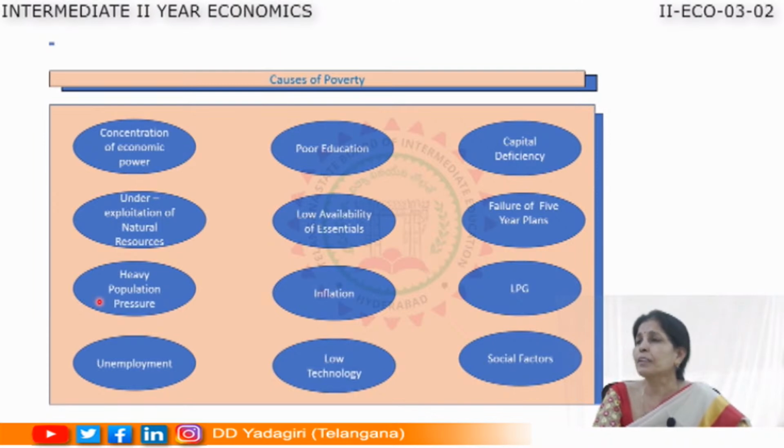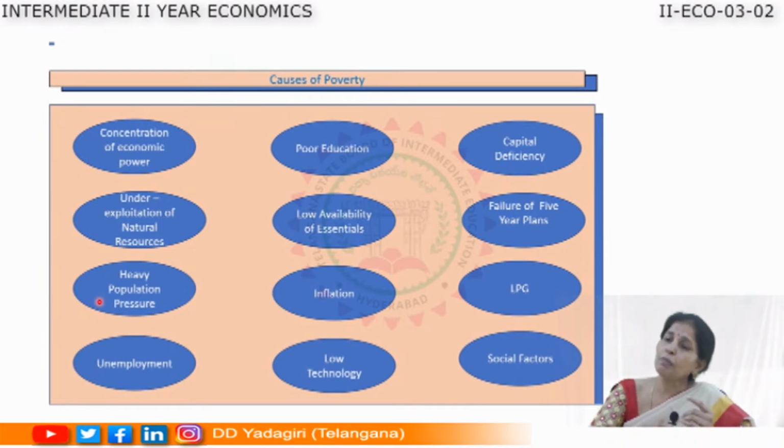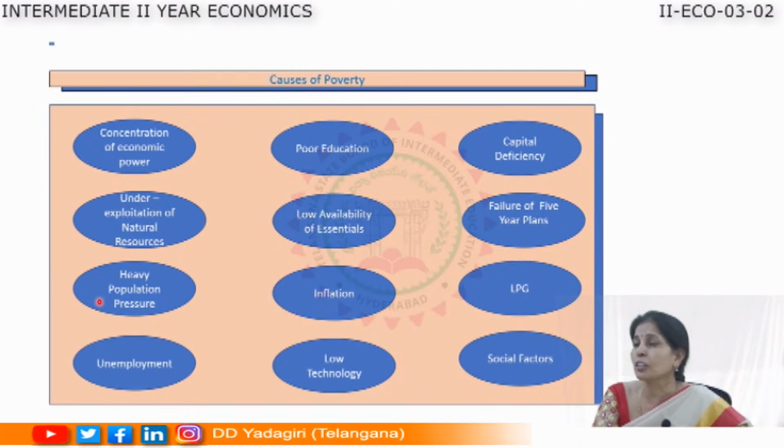The next one is capital deficiency. Some percentage of our national income channelizes into capital formation. As the population is increasing and the economic activities are increasing, the percentage of national income channelized into capital formation should also increase. If that is not happening, we may not be able to increase industrial production. We may not be able to bring technological changes and infrastructural development in our economy.